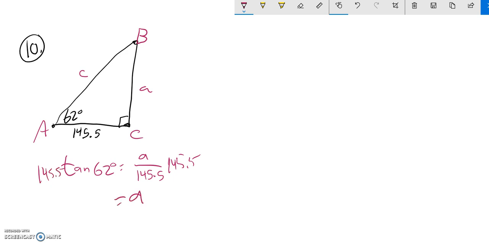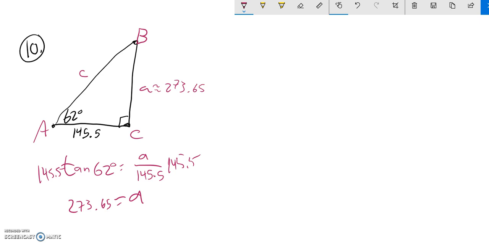And a is that, and if I put that into my calculator, I get 273. We're supposed to round to two decimal places, .65. So it looks to me then like this side a is about 273.65.